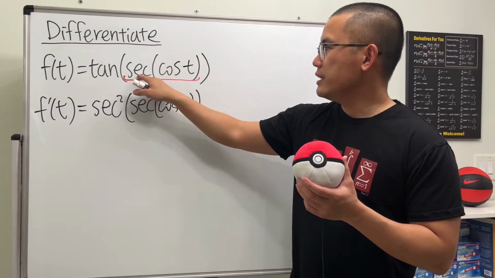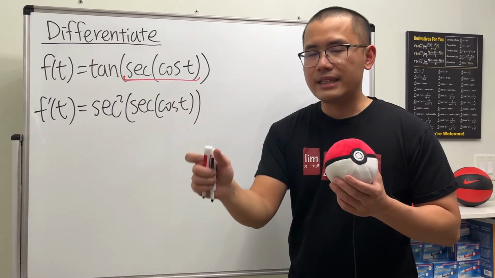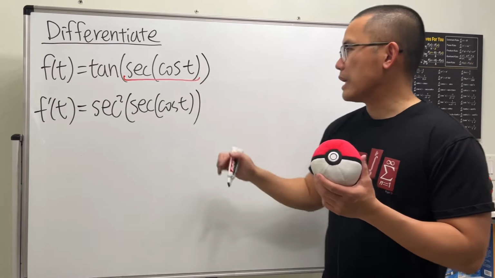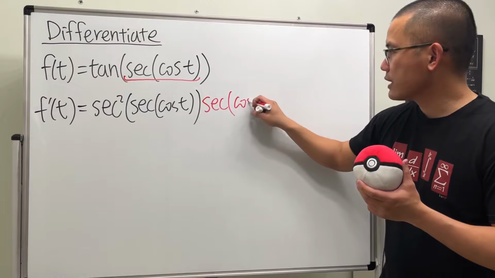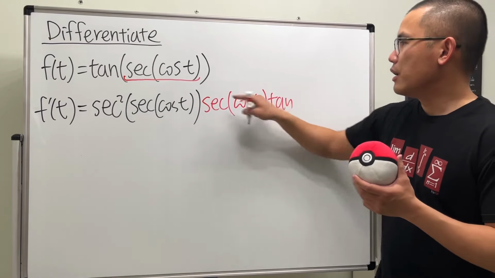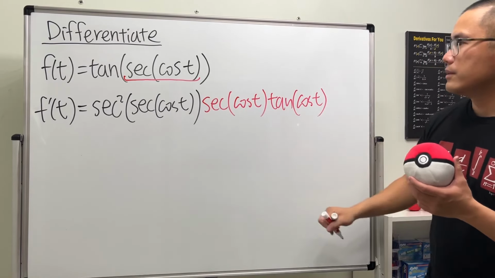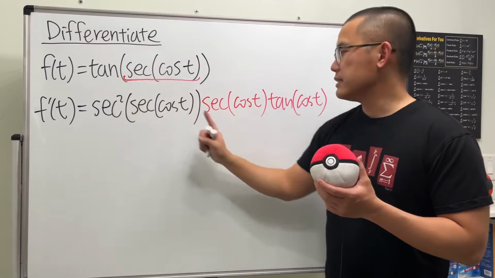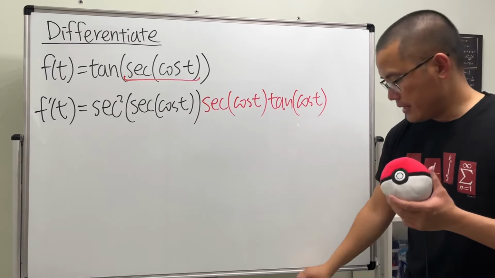Now differentiating secant of this, well, the derivative of secant is what? Secant times tangent, and we keep the same input. So we will have secant of this input, which is cosine t, and then multiply by tangent of this input, which is cosine t. Right, once again, the derivative of secant is secant tangent, and the input stays the same.